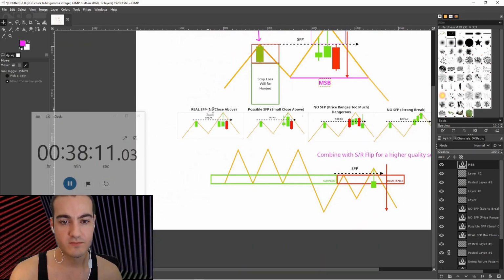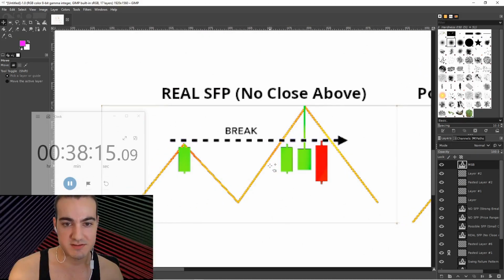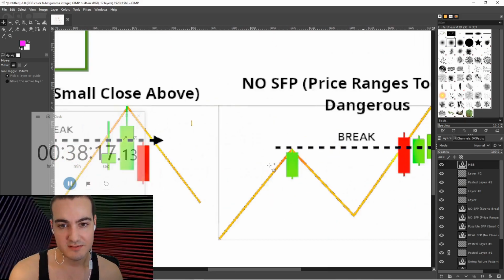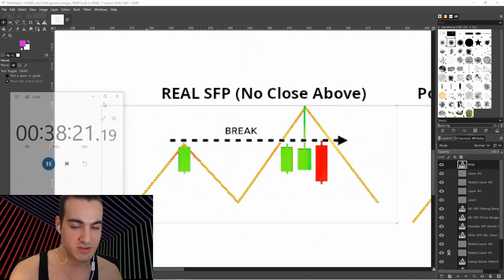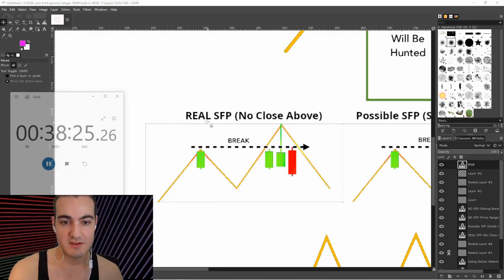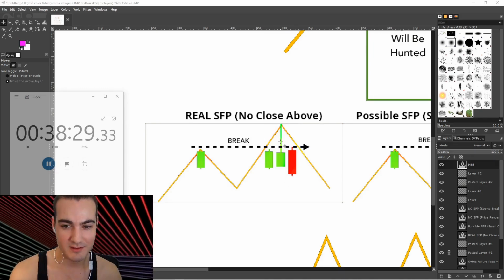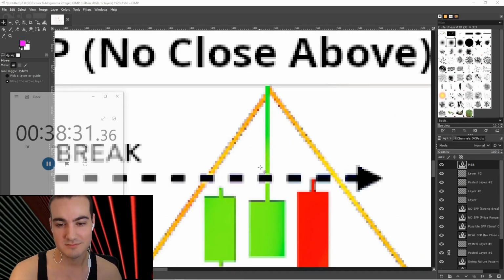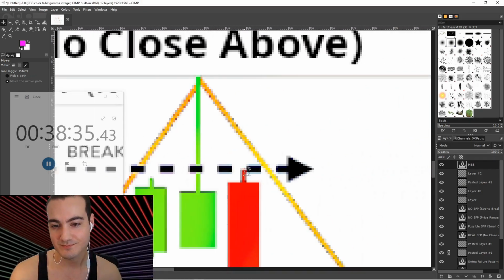So when you're looking for the swing failure pattern, Kaplan identifies 4 possible scenarios. 2 of them are actionable and 2 of them are not. So the first one is the genuine SFP, where no candle closes above the previous swing high.